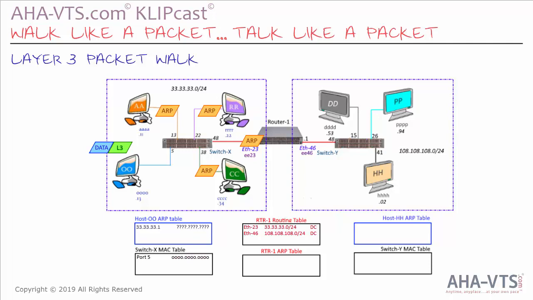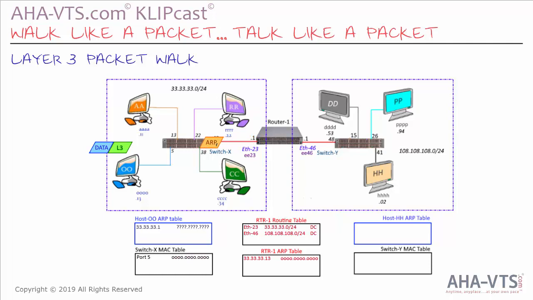When hosts AA, CC, and RR receive the request, they will drop it as the request is not destined for either of them. However, router 1 will accept the request, learn the ARP mapping for the sender, and update its ARP table with the MAC address of host 00. Now, router 1 will send a reply back. An ARP reply will be unicast and destined for host 00.